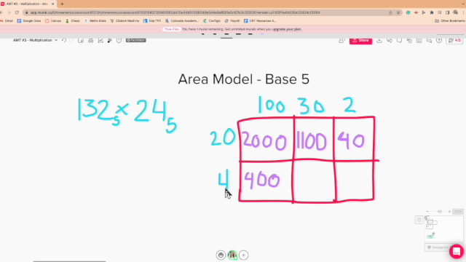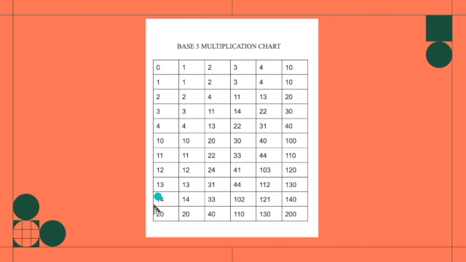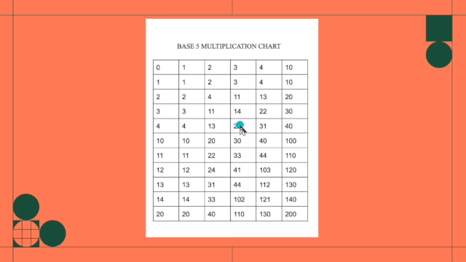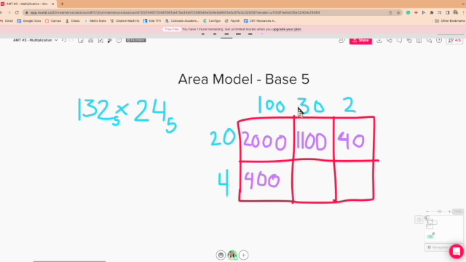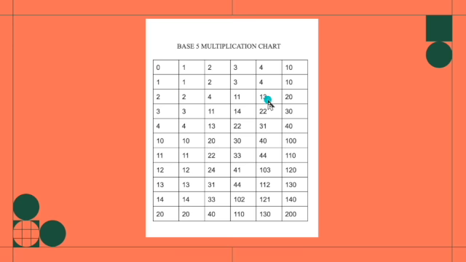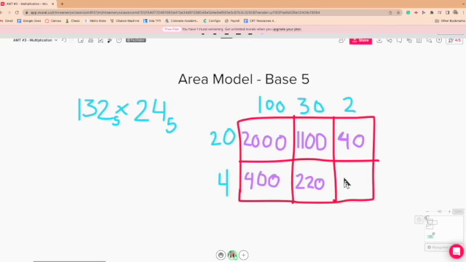And 4 times 3, 0. I'm going to look at my chart again. So I look at 4 and 3. 4 times 3 is going to be 2, 2. So 4 times 3, 0 is going to be 2, 2, 0, because I'm considering that this represents 3 1-0s. And then 4 times 2 in base 5, I'm going to look at my 4 here on the chart, times 2 is going to be 1, 3.